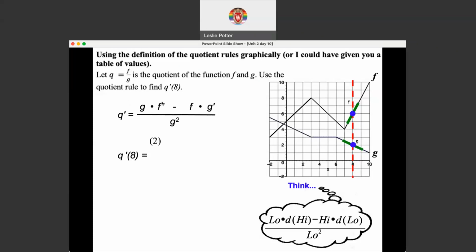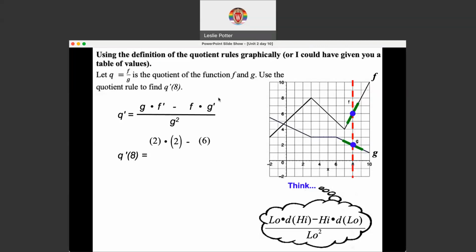F prime is a green slope, right? So I come up to F, I find this slope here. The slope looks like it's up 1, 2, right 1. So that's 2. Minus, now I need an f value, function value on f. So it's a blue dot, right? I go to x equals 8, I go up to function f, that looks like it's 6.